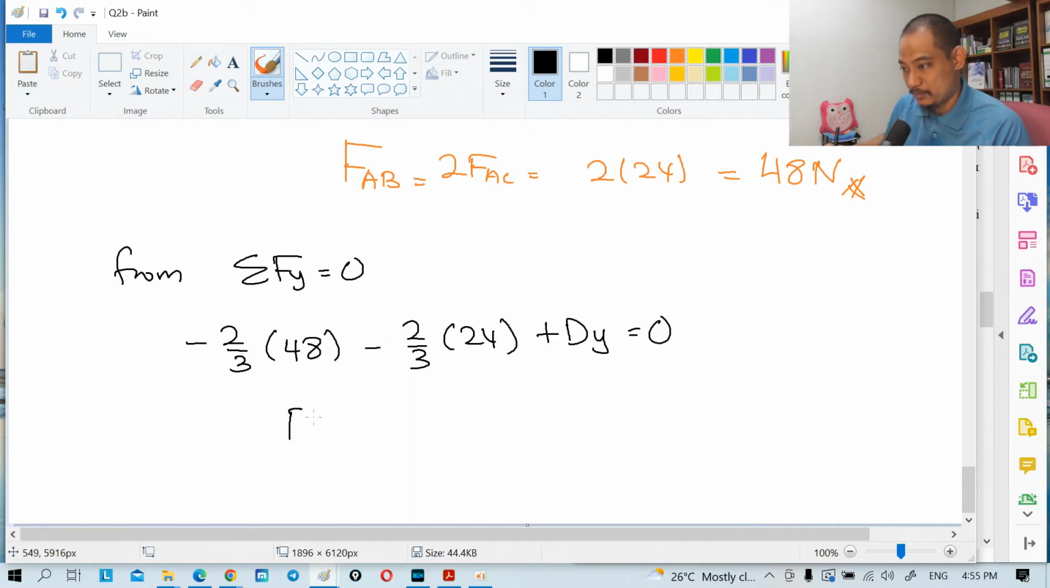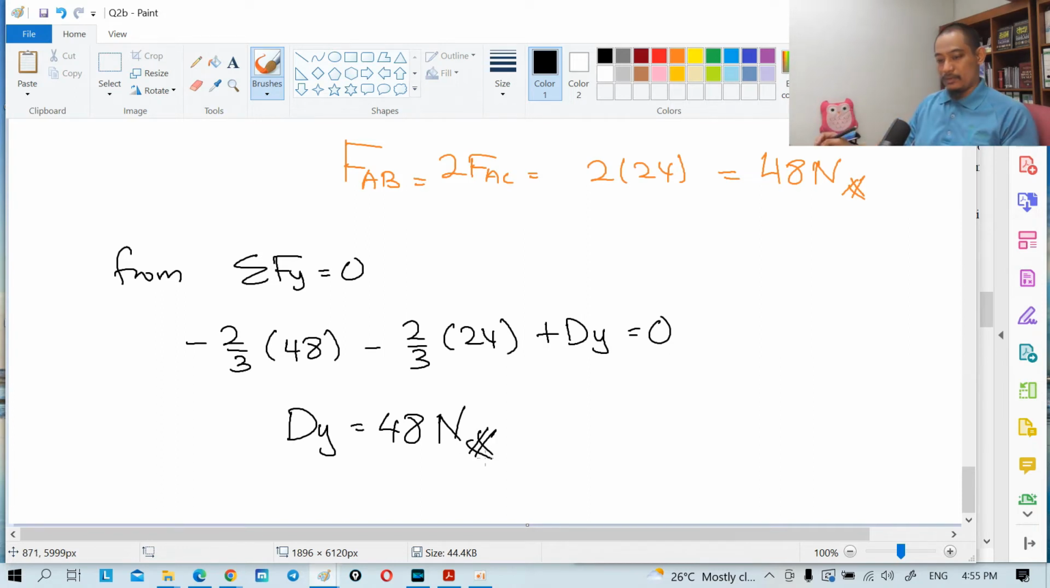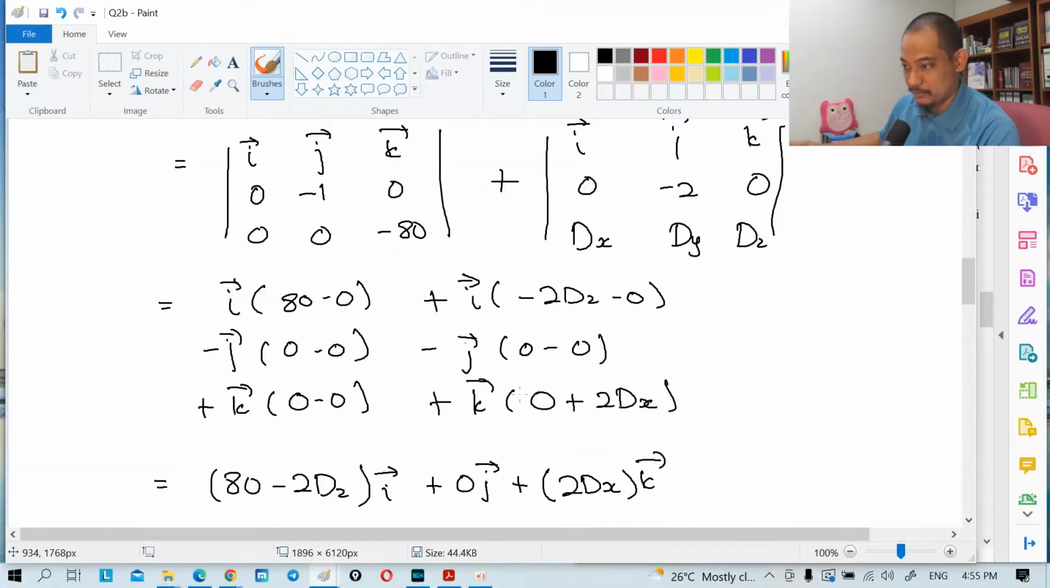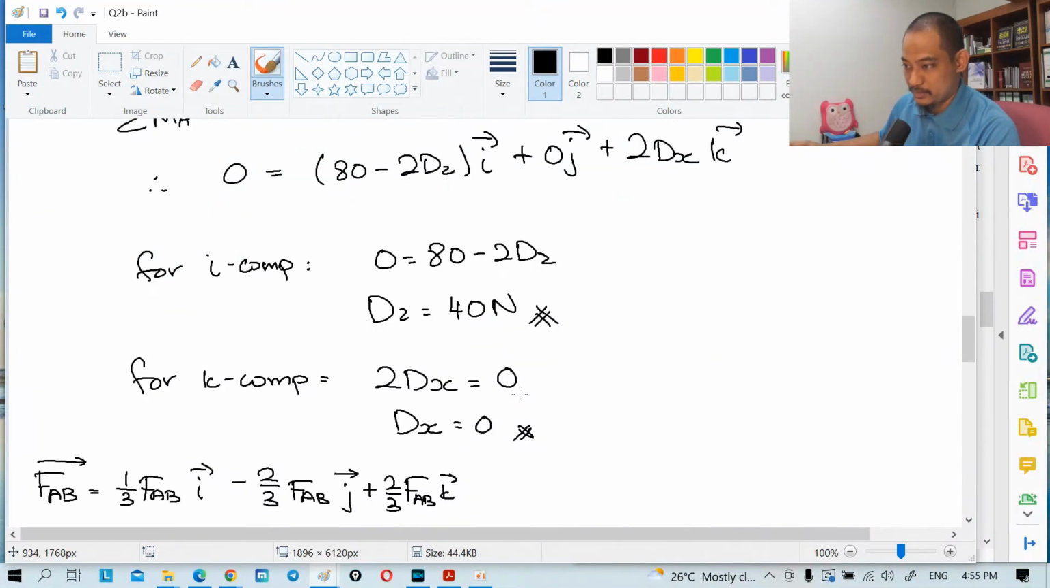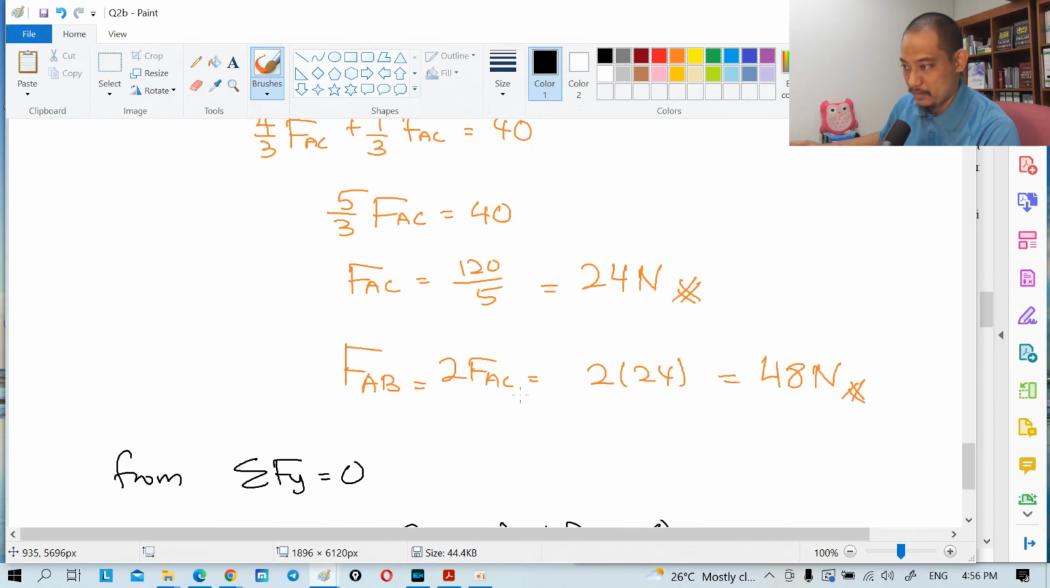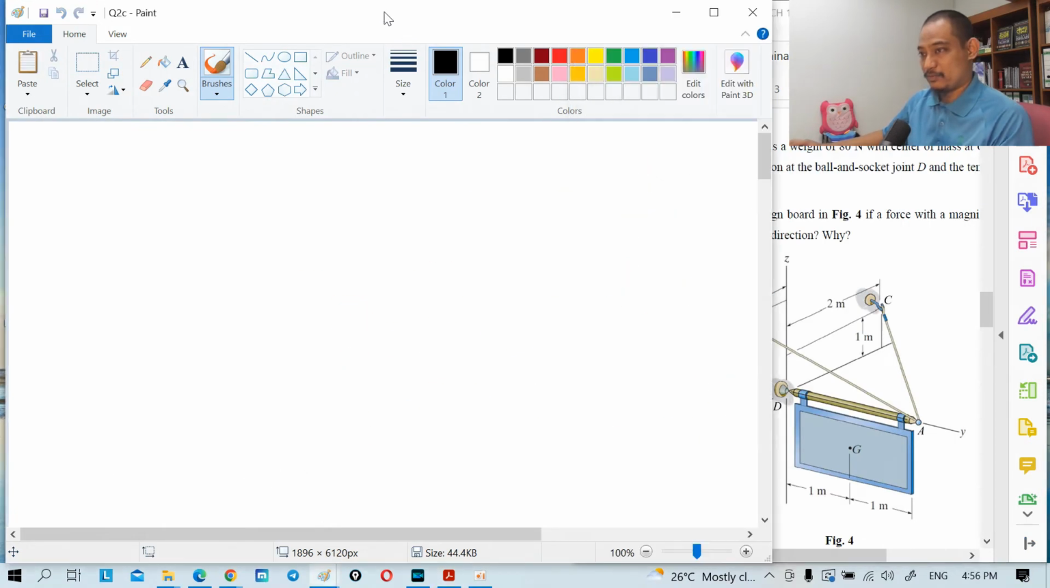48, so dy is 48 Newton. We have another 5 minutes before 5 p.m. and then we have question 2c. We have solved dx, dz, and at the bottom dy, and these two forces, 24 and 48. So let's go for question 2c.